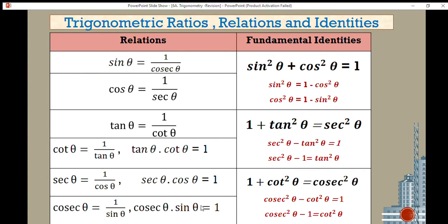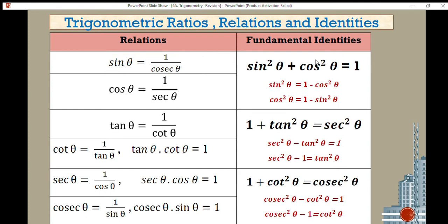So their multiplication is always equal to 1, provided the angle is the same. The fundamental identities are also known to us. Sin square plus cos square is 1. 1 plus tan square theta is equal to sec square theta. 1 plus cot square theta is cosec square theta.